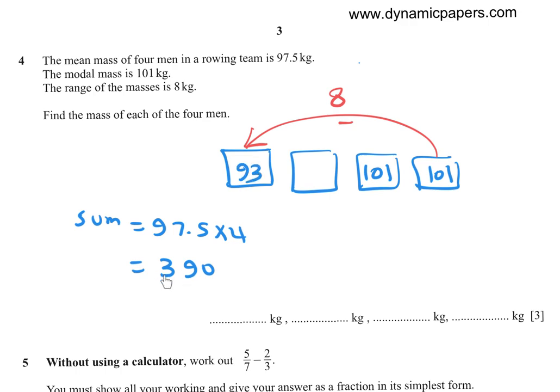Now their sum is 390, so we can subtract 390 minus all of them. So what is the answer for that? 95. So the numbers are 93, 95, 100, 101.